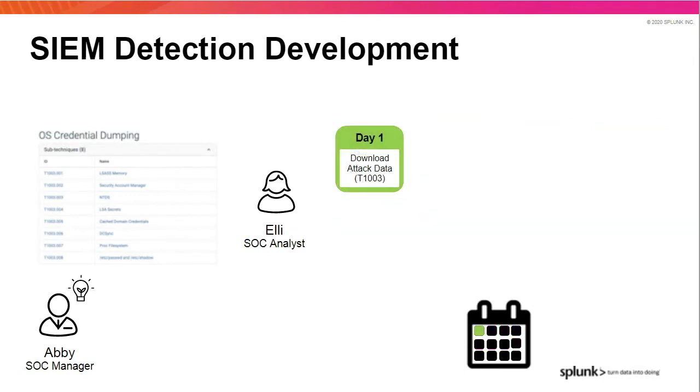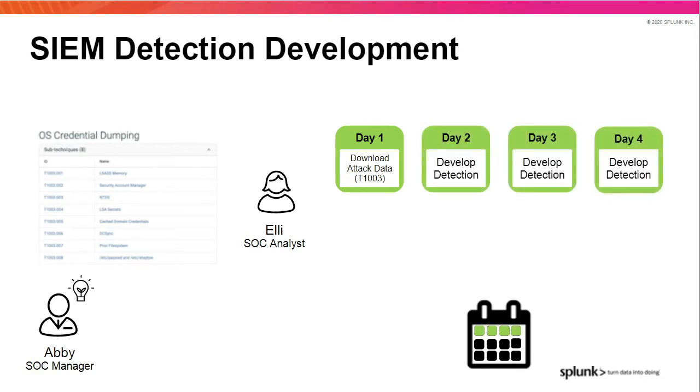But what happens if somebody else already performed credential dumping attacks and stored these log files in an attack data project? She could reuse this data by downloading it and indexing it into her Splunk server. And afterwards, she can directly start to develop detections. In this case, Ellie only needed 4 days and could spend the majority of time on detection development. We learned that attack data can help you to accelerate detection development.